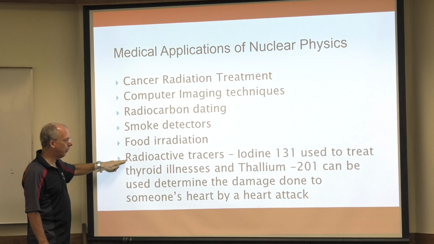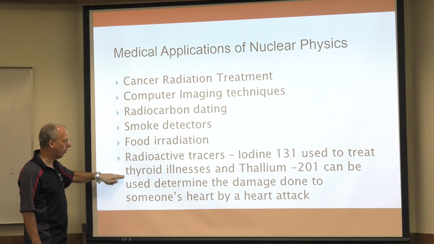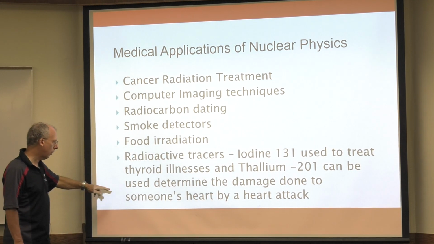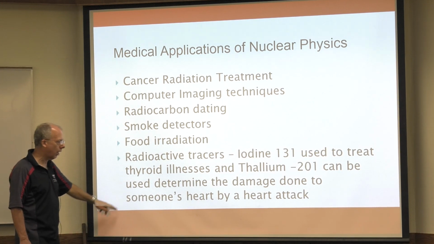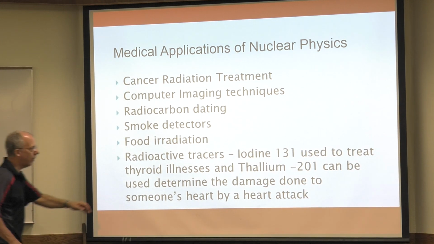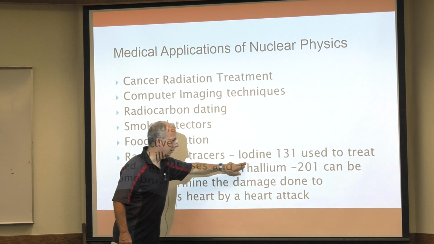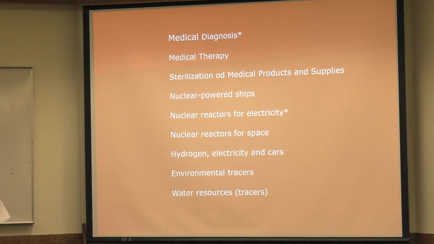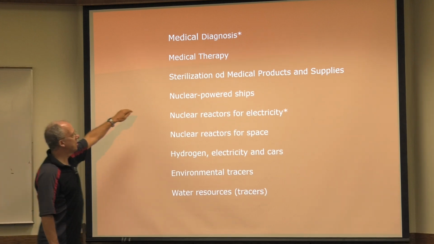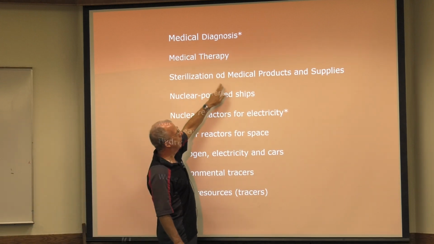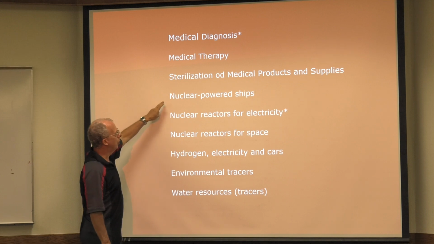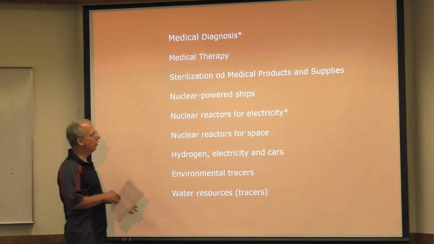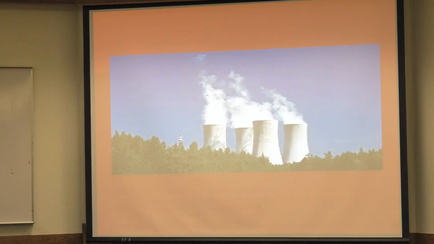Radioactive tracers, I-131 is used to treat thyroid illnesses. Thallium-201 can be used to determine damage done to somebody's heart by a heart attack. These are radioactive. I-131 and thallium-201. Medical therapy, sterilization, supposed to be of medical products and supplies, nuclear-powered ships, nuclear reactors for electricity.